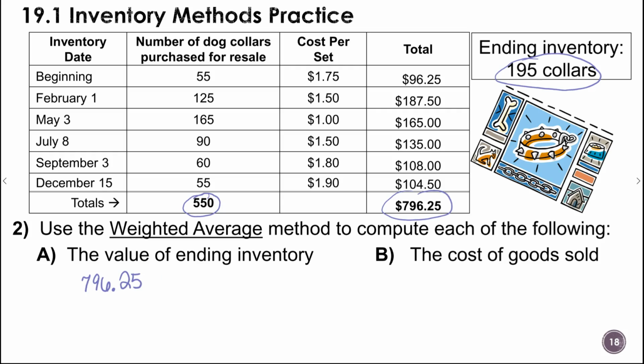So we're going to take our total amount for the year, divide it by the number of dog collars that we had in our inventory throughout the year, and then divide. Now remember, on your calculator, you want to key this number back in. If you look at it and round it, we're rounding it to dollars and cents. Key it in, it's 1.45, right?